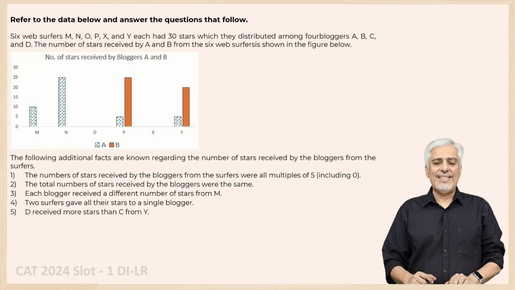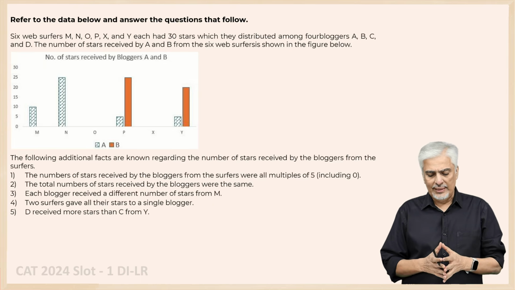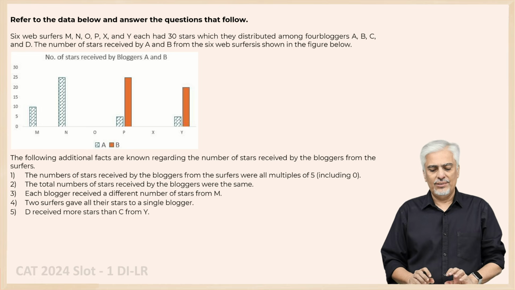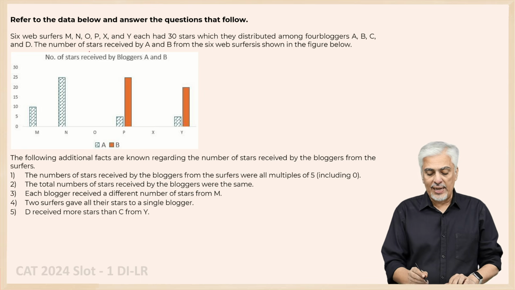Let's have a look at the next set. Now the next set, there was a graph given to us and very little data. One of the easiest sets of this CAT24 slot 1. Now, 6 web surfers, M, N, O, P, X, and Y.